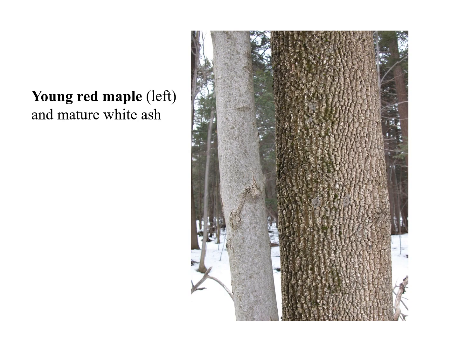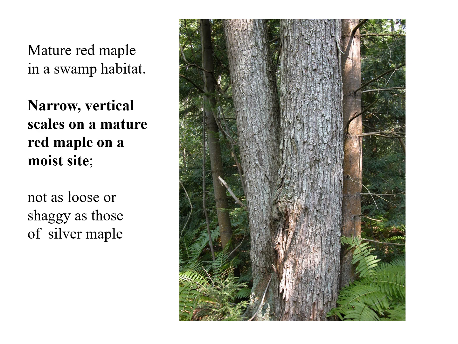Here's a picture of a young red maple on the left, with very smooth gray bark, and a white ash on the right. And here's our mature red maple with scaly, in this picture a little bit flaky, but vertical scales. Not as long as a silver maple or as shaggy as a silver maple. And we'll look at silver maple in just a minute.